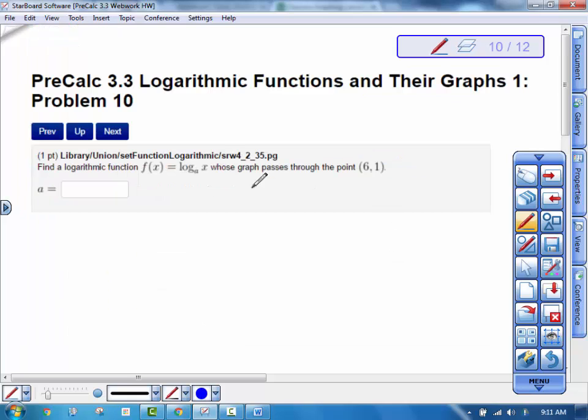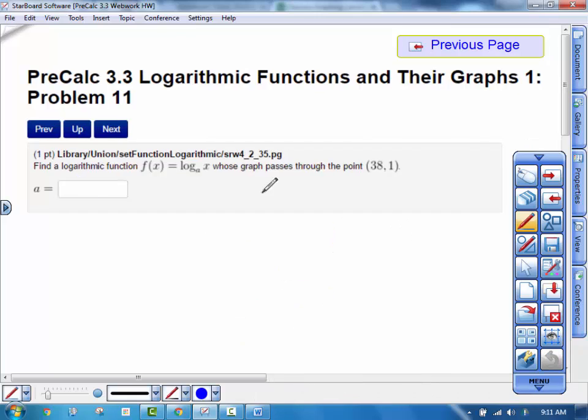Okay, the next problem gives us this log function and a point. If we plug that one point in, we get 1 equals log base a of 6. If we change it to exponential form, it would be a to the first equals 6. So what do we raise to the first power to get 6? Well, that'd be 6. So a is 6.